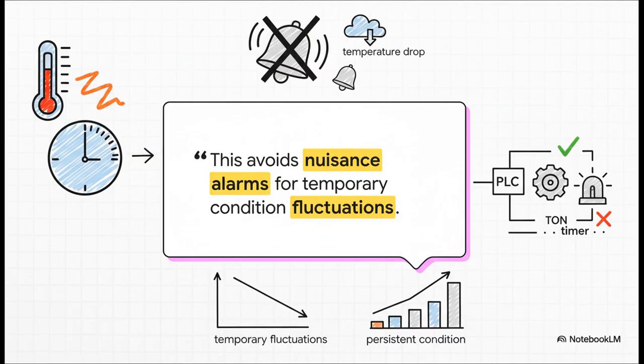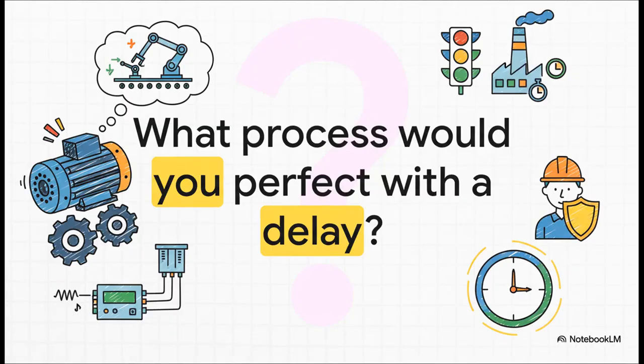from a temporary hiccup. So as you can see, from handling the raw power of giant motors to filtering out the tiniest electrical noise, this simple TON timer is all about adding control and intelligence. It's a fundamental building block that lets you create some incredibly clever automations. So that leaves me with one last question for you. Now that you know how to build a pause into any action, what process out there would you want to make just a little bit better?